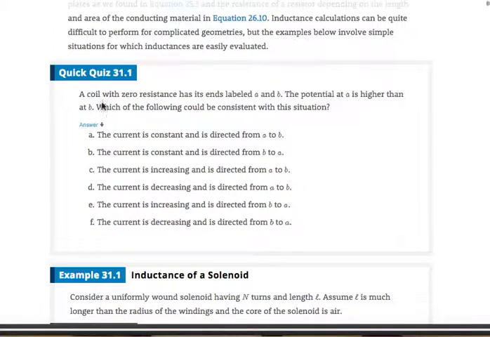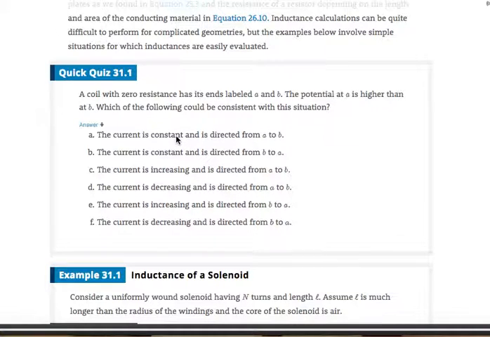So here we go. A coil with zero resistance has its ends labeled A and B. The potential is higher at A than at B. Which of the following could be consistent with this situation? Current is constant.